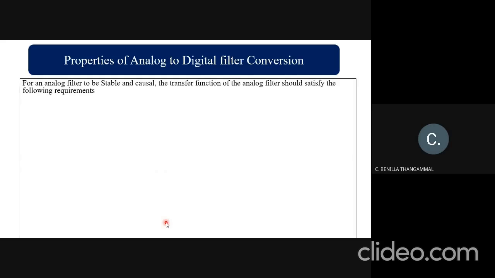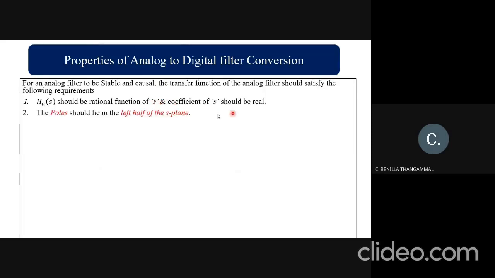Right, so for an analog filter to be stable and causal, the transfer function H(s) should be a rational function of s, and the coefficients of s should be real. The second point is the poles should lie in the left half of the s plane, and the number of zeros should be less than or equal to the number of poles. If a transfer function satisfies these three points, then the transfer function of an analog filter is said to be stable.